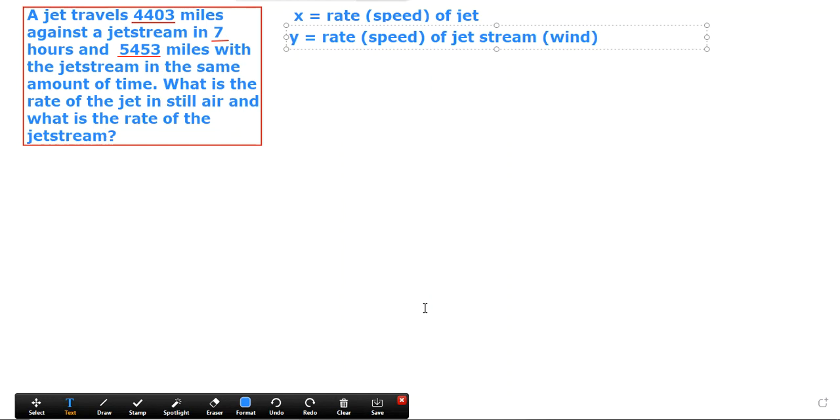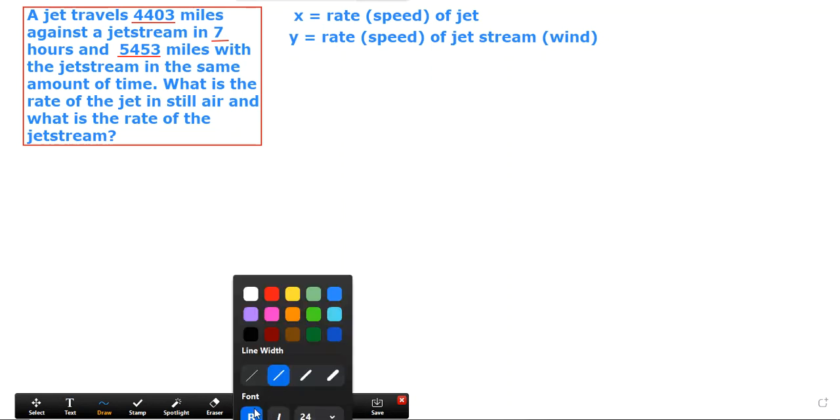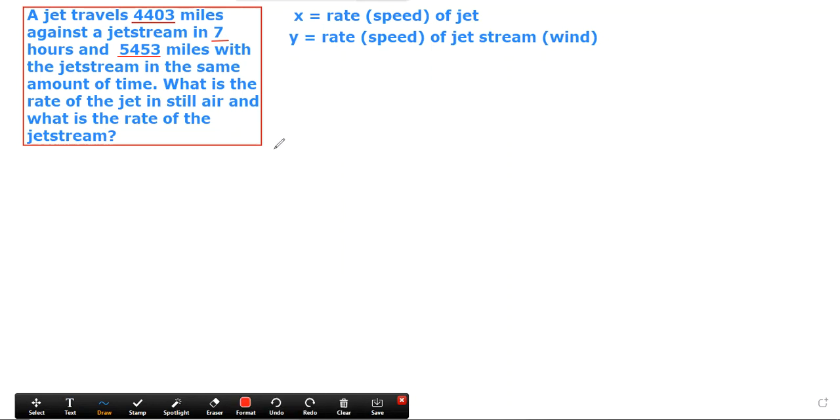So you see the problem here, and I'll try to be efficient so you can work through this. The idea with this problem is that you have a plane going against the wind and a plane going with the wind. I have the problem here on the left. The x value is going to be the rate or speed of the jet, and y is the rate or speed of the jet stream.